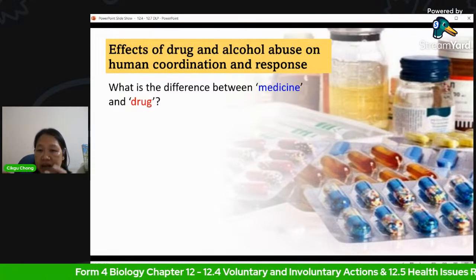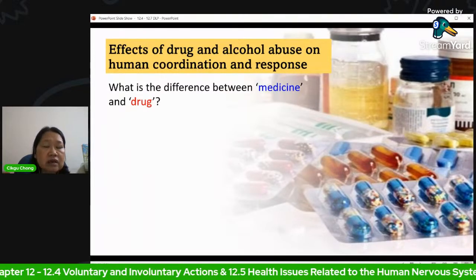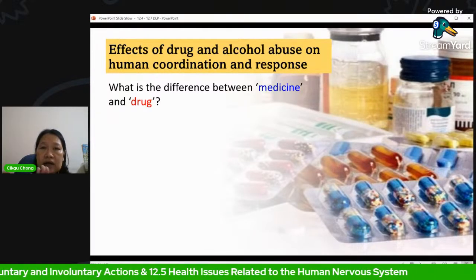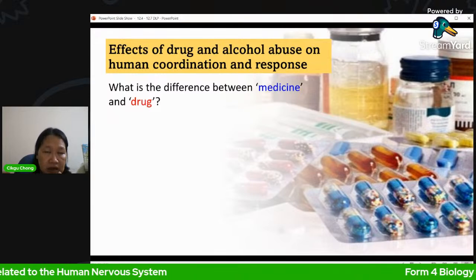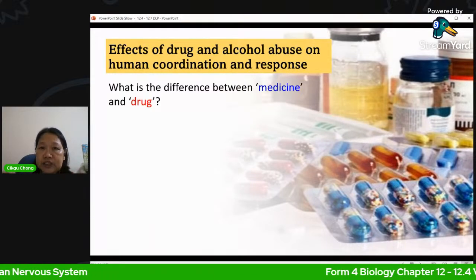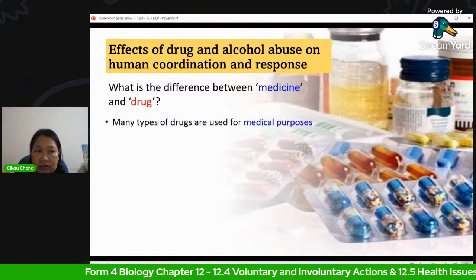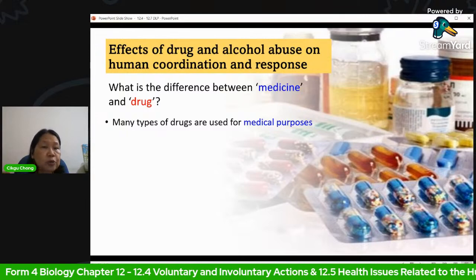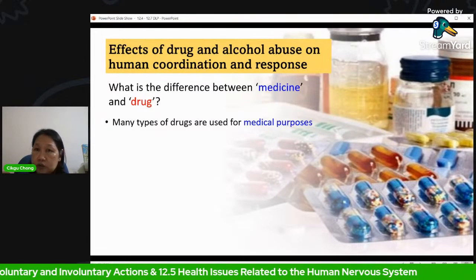Whatever medicine you have, whatever chemical it is, it can be a medicine or it can be a drug, depending on how you use it. If you use it to cure a medical condition, then you call it a medicine. But if you take this chemical for your own pleasure, to feel high, for the wrong reason, then it's considered a drug. There are many types of drugs. We can use the words interchangeably here. A drug is also a medicine.